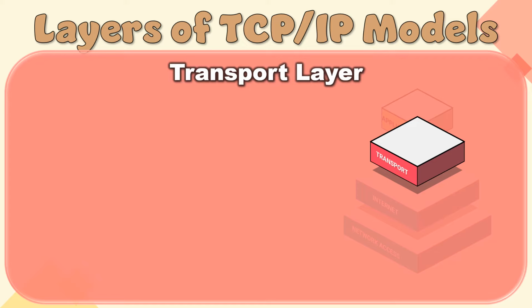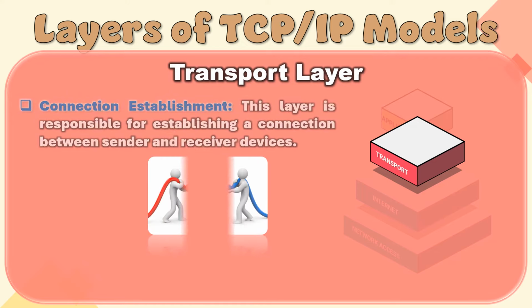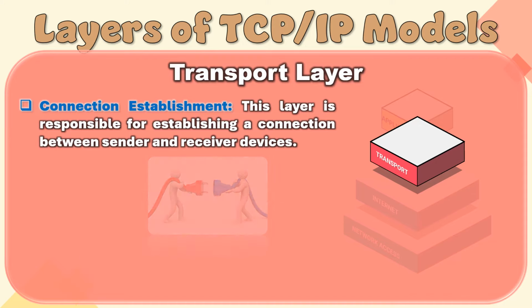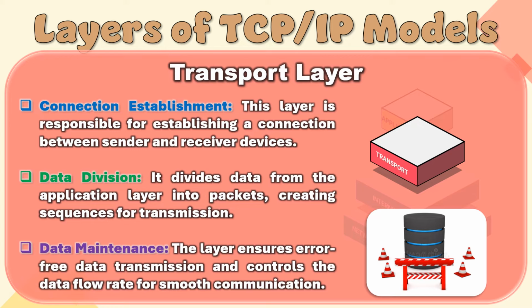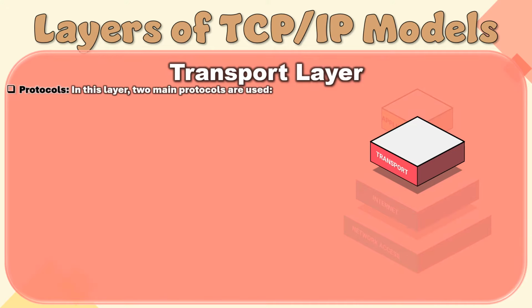Now here we have transport layer. This layer is responsible for establishing a connection between sender and receiver devices. It divides data from the application layer into packets, creating sequences for transmission. The layer ensures error-free data transmission and controls the data flow rate for smooth communication. In this layer, 2 main protocols are used.